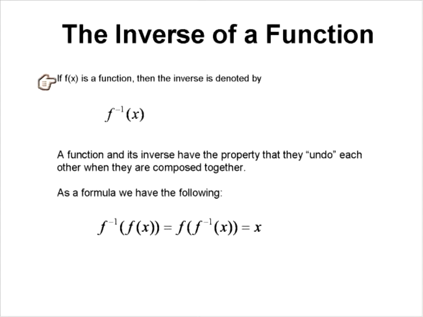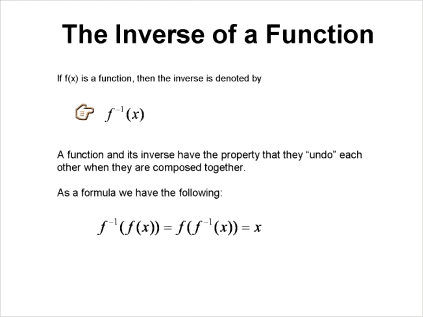Anytime we have an inverse function, if the original function is named f of x, then the inverse is denoted by this form here, f to the negative 1 of x. So this negative 1, all that means is it's the inverse of the original function named f. That's all it is. That's just the notation. So whenever we're dealing with an inverse function, we're going to be looking for this negative 1 notation.